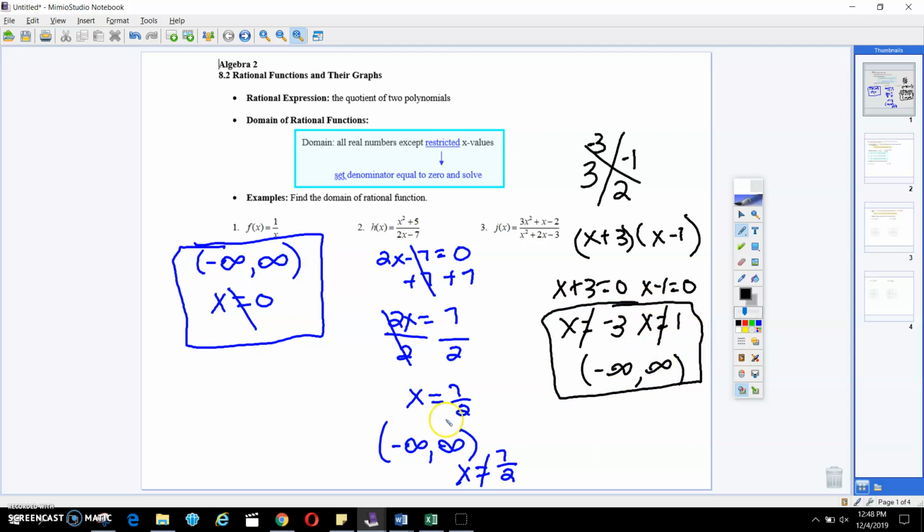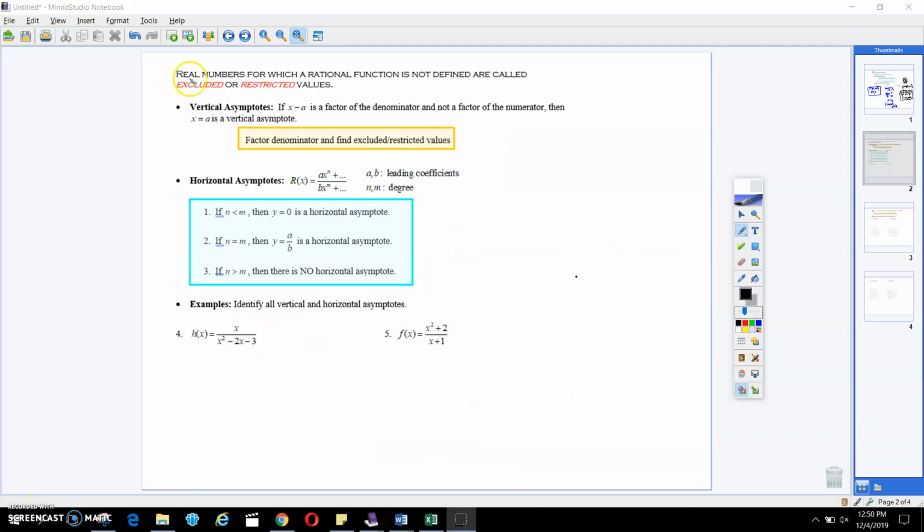Look at that handwriting. Okay, so we've got real numbers for which a rational function is not defined are called excluded or restricted values. So that's what we did in that domain on the last 3 problems.